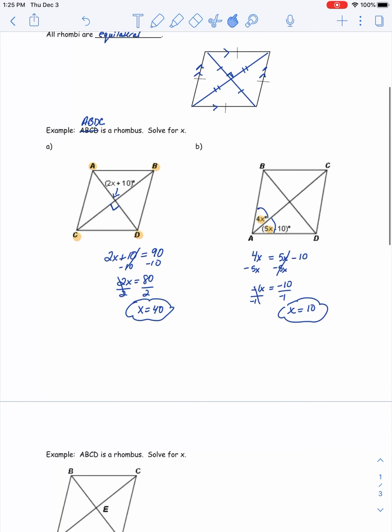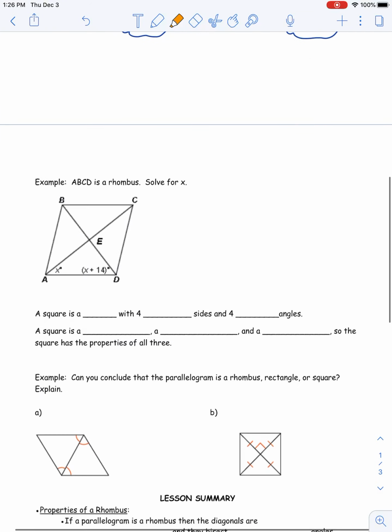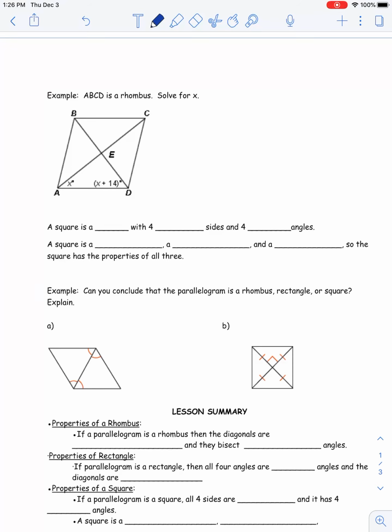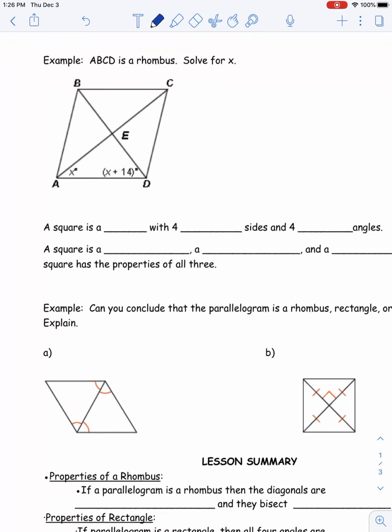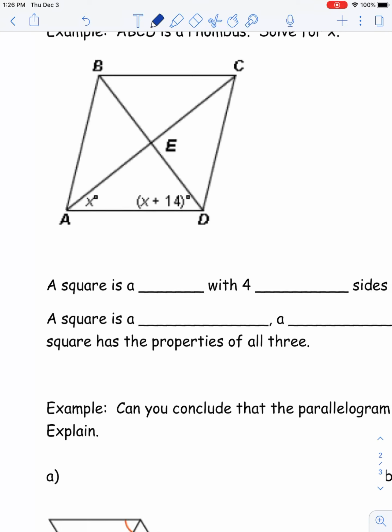So from those, we learned that the diagonals are perpendicular and that the diagonals bisect the angles. All right, so let's look at the next example. Again, you're given that ABCD is a rhombus and we need to solve for x. If we look at this picture, I notice that this x is not congruent to x plus 14. But what I'm going to focus on is the triangle made here, triangle ADE, and since those diagonals are perpendicular, that's a right angle.